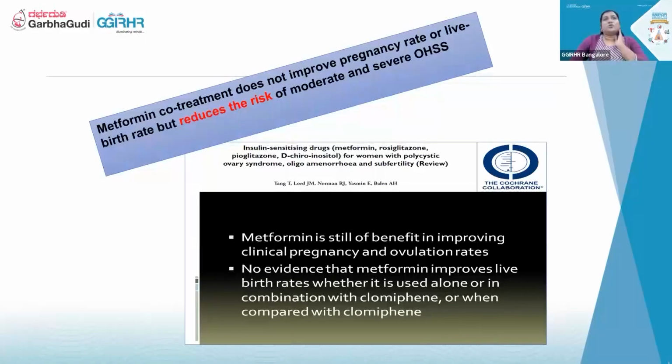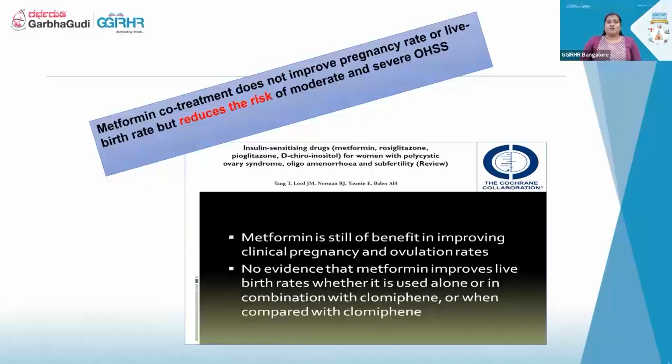Then regarding the protocol, there are certain queries when we practice, whether to use metformin, whether it is going to have any impact on our success rate. Metformin co-treatment, Cochrane says it does not improve the pregnancy rate or live birth rate, but it reduces the risk of moderate and severe OHSS. So whether you use metformin with clomiphene, or metformin alone, or metformin with other ovulation induction drugs, it is not going to improve our pregnancy rates or live birth rate, but it's just going to reduce the risk of OHSS.